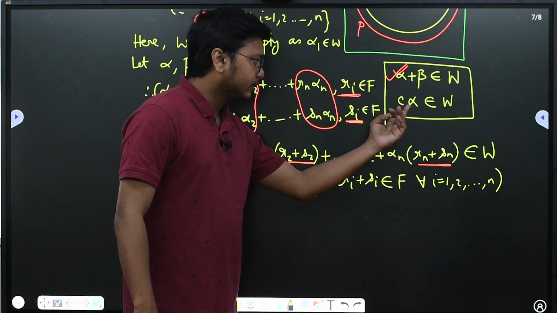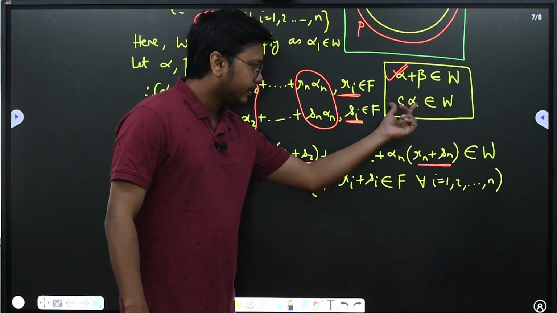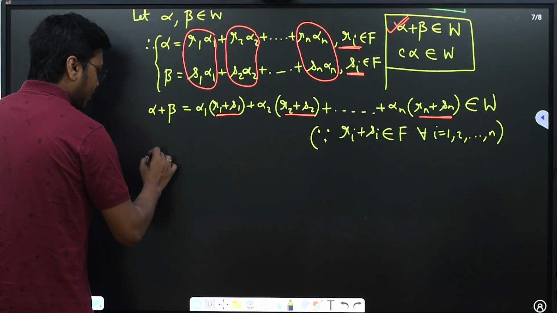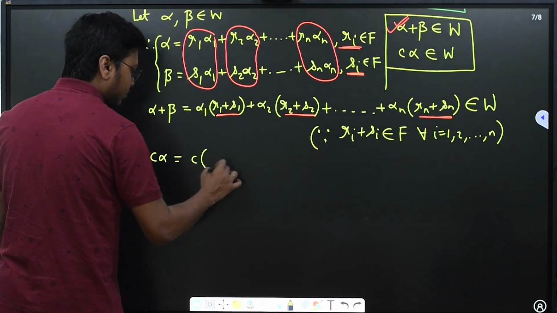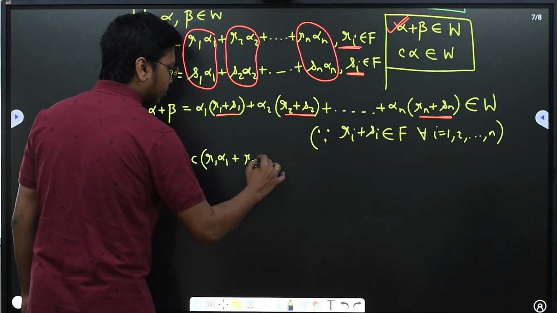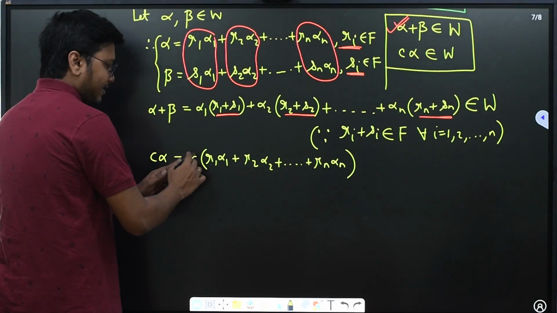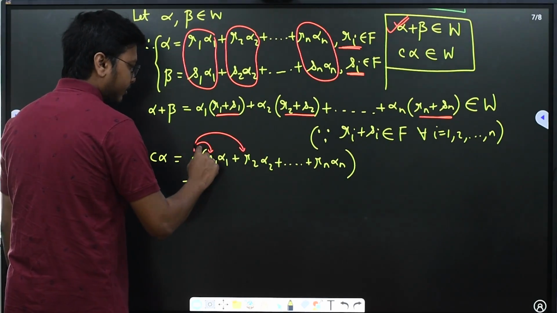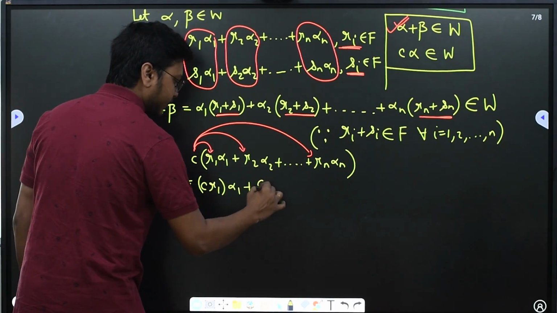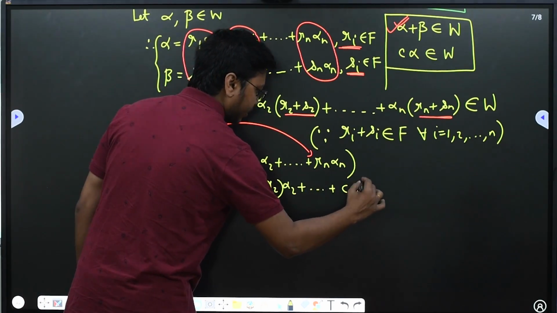Now I need to show that alpha into some quantity C taken from the field, their multiplication is also going to belong to W. So let's start with that part. So C into alpha would be C into, now alpha looks like R1 alpha 1 plus R2 alpha 2 plus Rn alpha n, and if I just multiply the constants inside with all the respective elements, I would get C R1 alpha 1 plus C R2 alpha 2 plus C Rn alpha n.